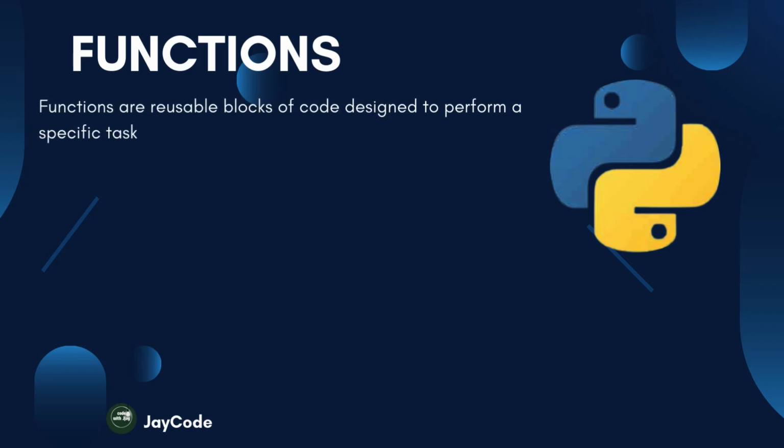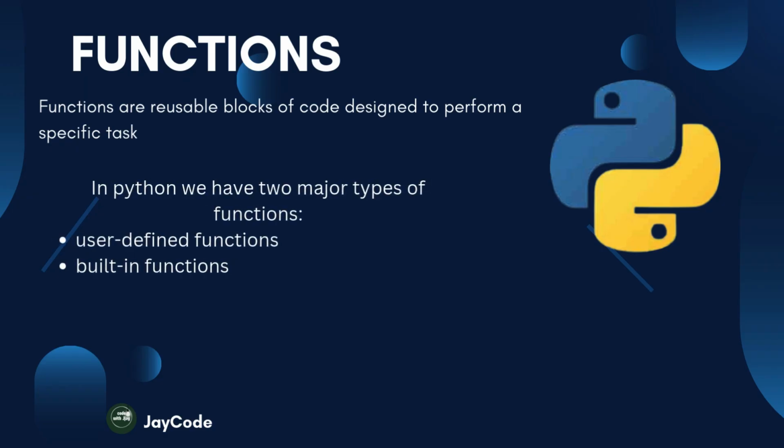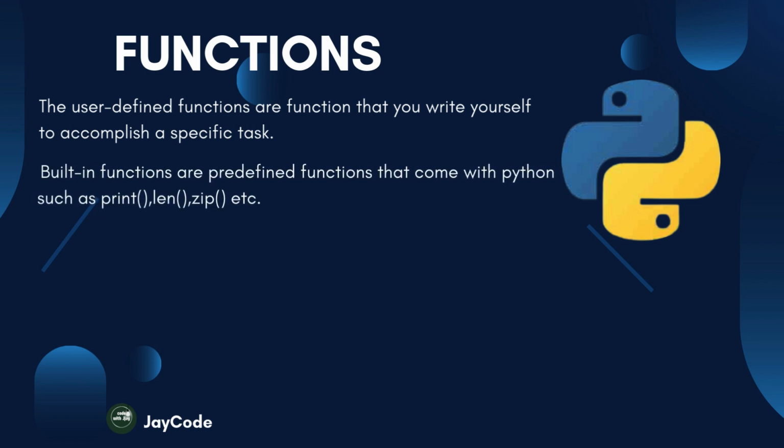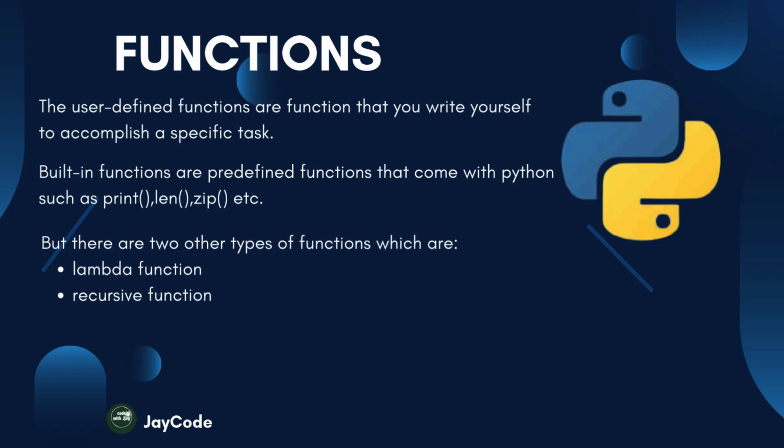Functions are reusable blocks of code designed to perform a specific task. In Python, we have two major types of function: the user-defined function and the built-in functions. The user-defined functions are functions that you write yourself to accomplish a specific task. The built-in functions are predefined functions that come with Python, such as the print function, the length function, the zip function, and so many more. But there are two other types of functions: the lambda function and the recursive function. In this video, we will be talking about the user-defined function.